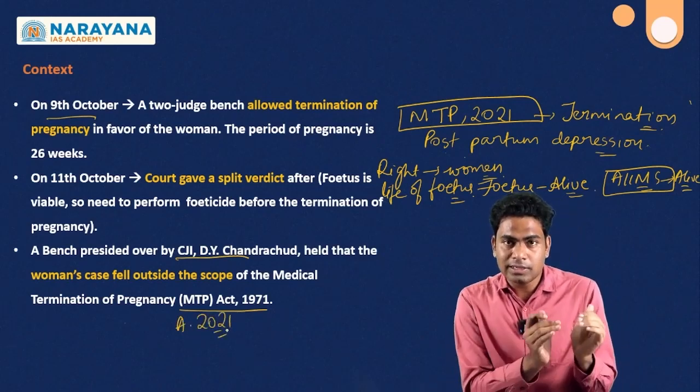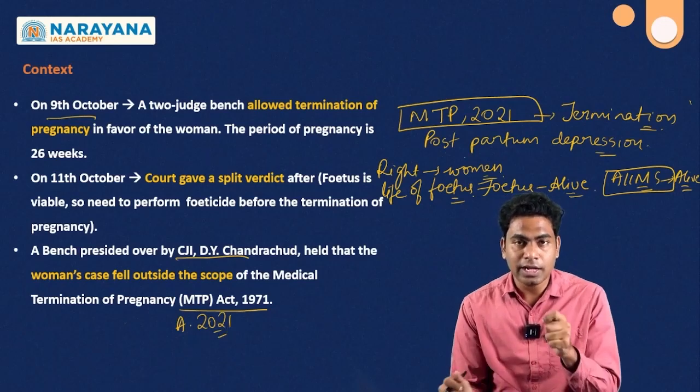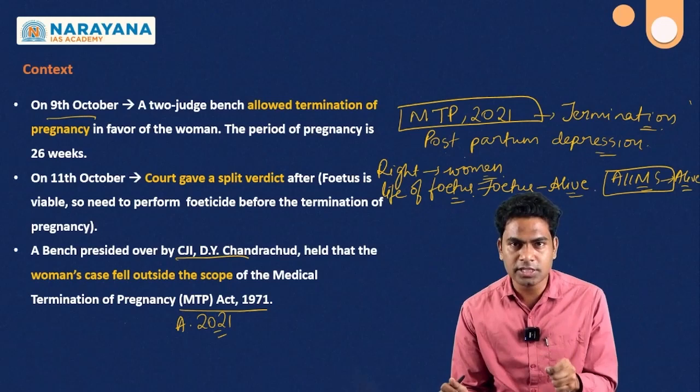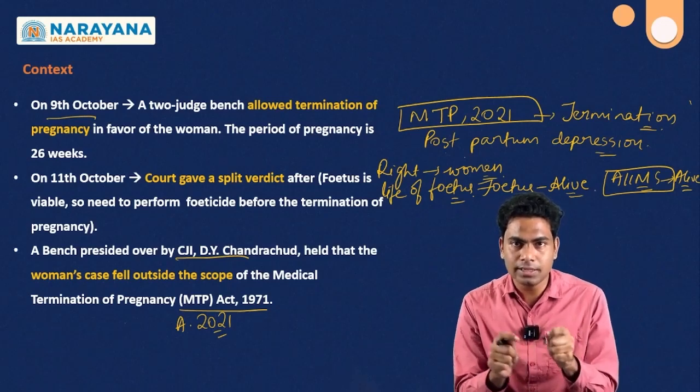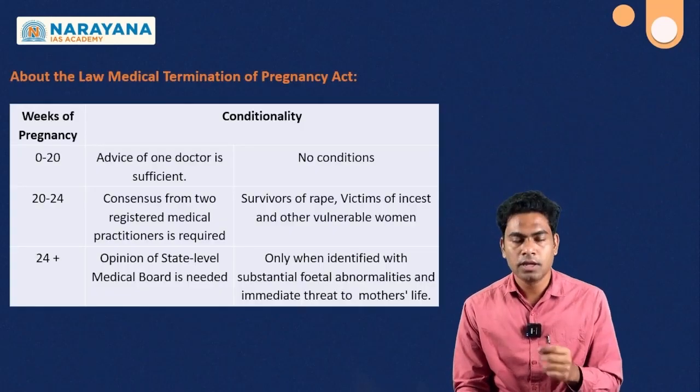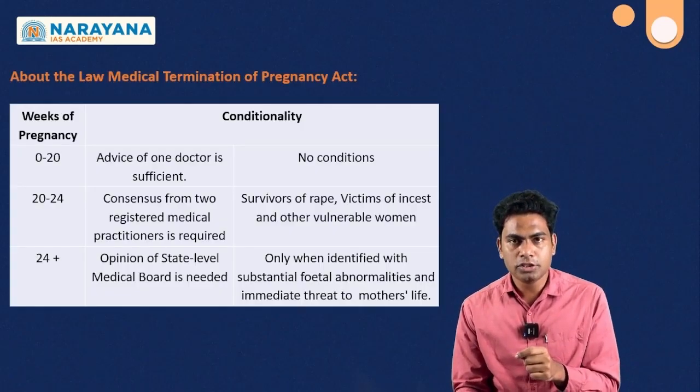That is, it doesn't have the grounds on which the right to freedom of choice, in this case the reproductive choice, could be exercised. We are going to see the law. You will be able to understand what we are talking about. Now let us look into the Medical Termination of Pregnancy Amendment Act 2021.